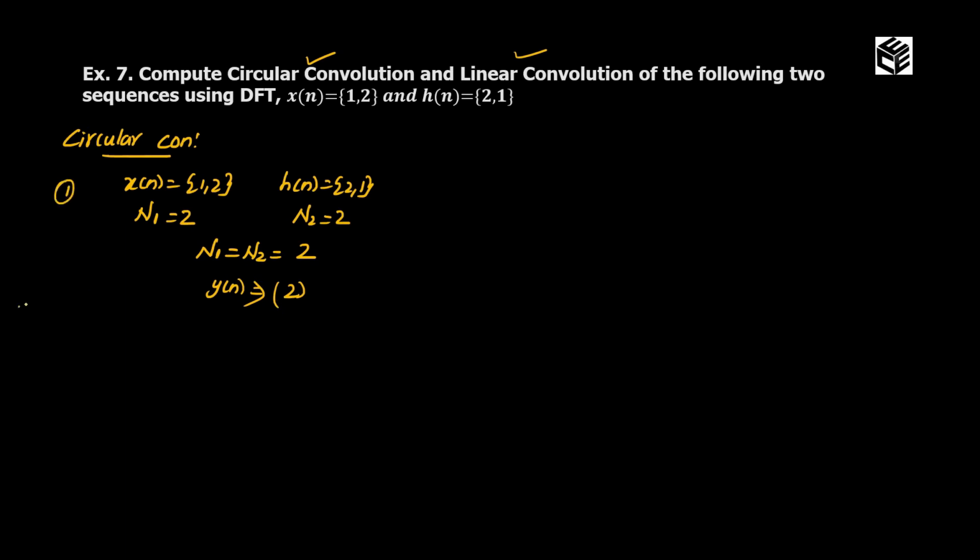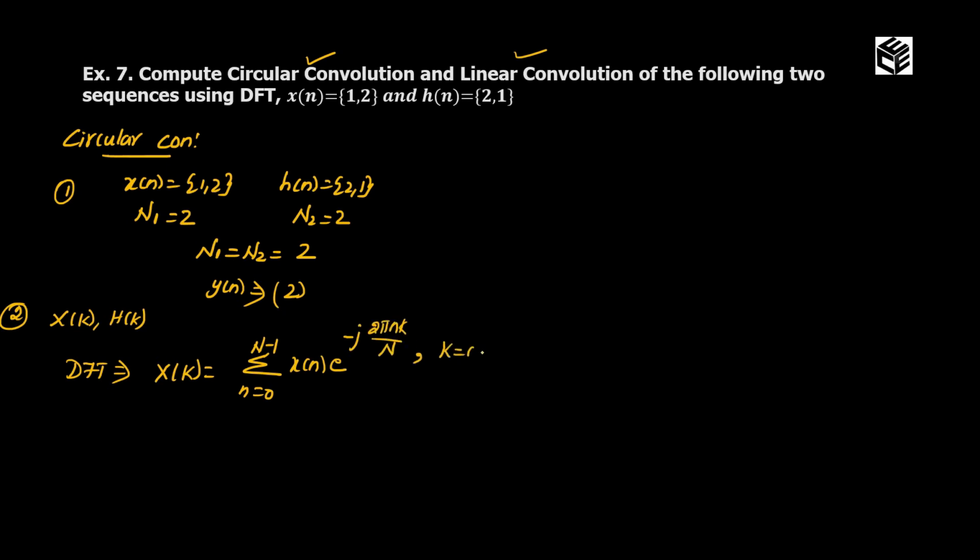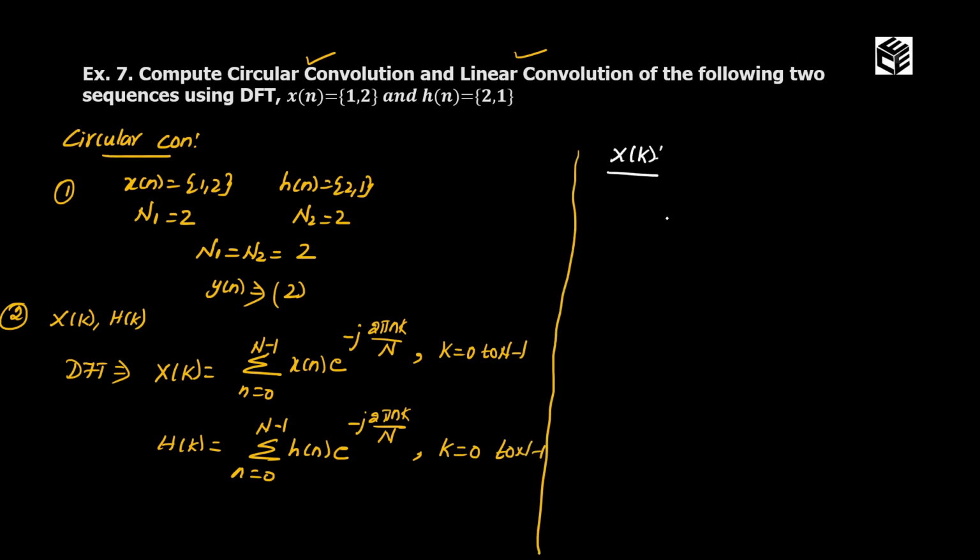So first step is over. What is the second step? We will be finding what is x of k and what is h of k using the DFT formula. So we know the formula of DFT. What is the formula of DFT? X of k is equal to summation n equal to 0 to n minus 1 x of n e power minus j 2 pi nk divided by capital N, where k is equal to 0 to n minus 1. In a similar pattern, h of k is equal to summation n equal to 0 to n minus 1 h of n e power minus j 2 pi nk divided by capital N, where k is equal to 0 to n minus 1. Let's find what is x of k. Okay, so we know the formula and also we know the value of n is equal to 2.